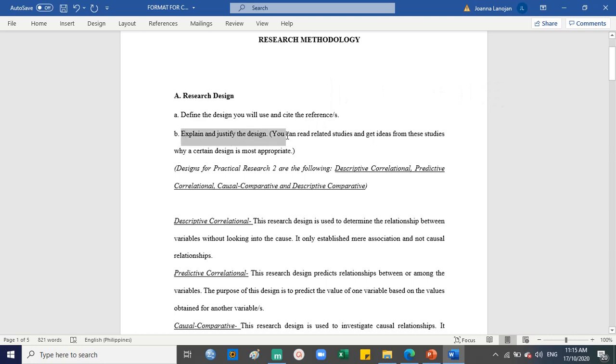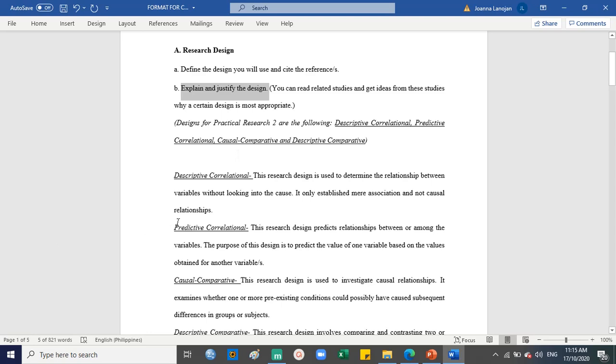Explain and justify the design. Why did you use, for example, a correlational design in your study? You justify the design, and you can actually read the related studies. It's a clue. Our related studies are using correlational, so why are they using correlational? You can use that to support the justification of the design you are using.